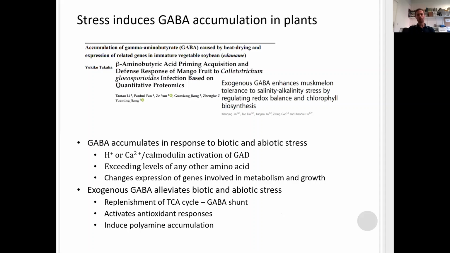And also this accumulation is associated with changes in expression of several genes involved in growth and metabolism of plants. And interestingly, exogenous GABA has been shown to also alleviate all of these biotic and abiotic stresses. And it mostly functions by replenishing the TCA cycle through the GABA shunt, so keeping active metabolism, keeping the TCA cycle running during periods of oxidative stress. But exogenous GABA can also activate the antioxidant responses, such as antioxidant enzymes. And finally, it also induces the accumulation of polyamines.